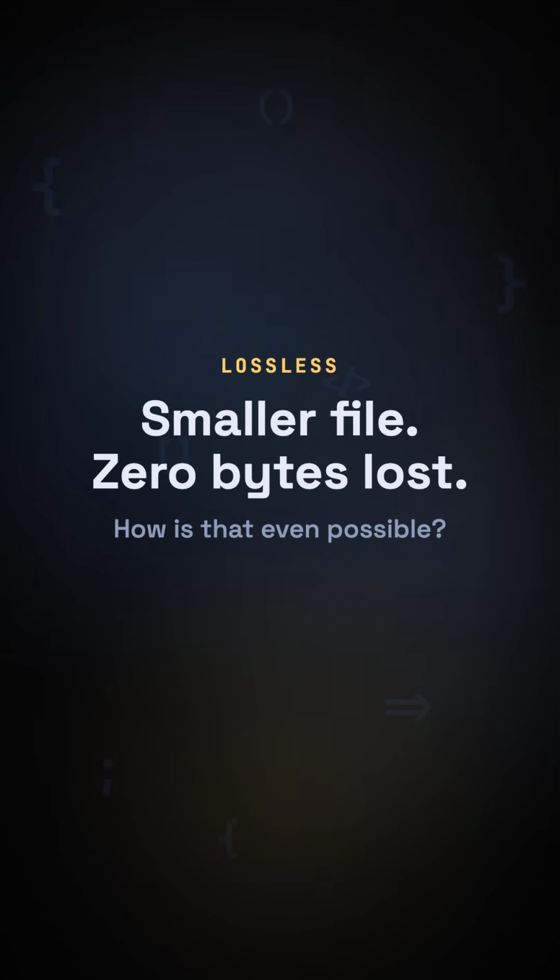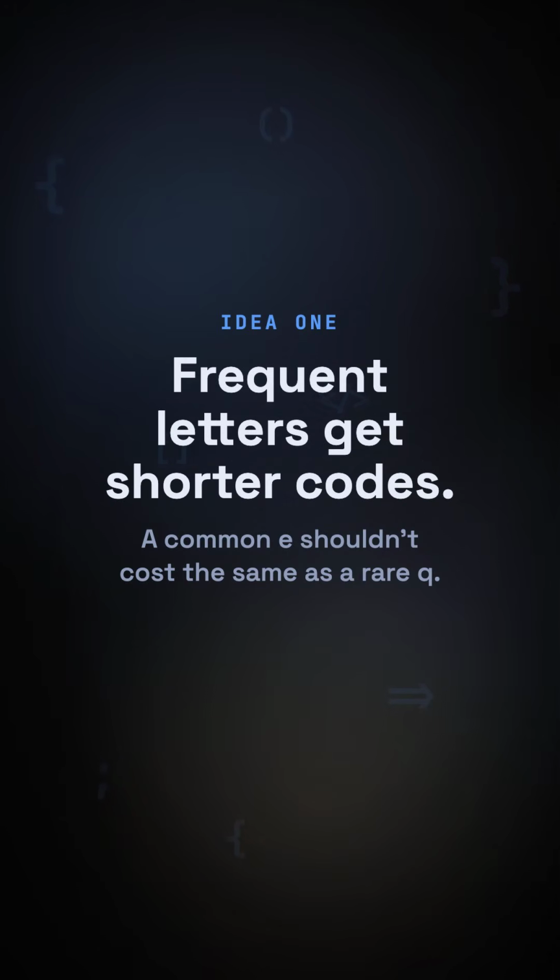You can shrink a file to a third of its size, then get back every single byte exactly. Nothing thrown away. How? It starts with a flaw in how text is stored. Normally, every character costs the same 8 bits, so a common E costs as much as a rare Q. The first idea: give common letters a shorter code and let the rare ones pay more.